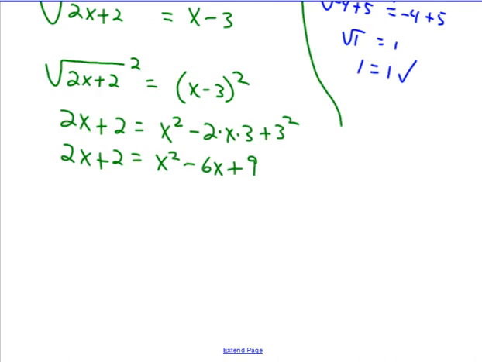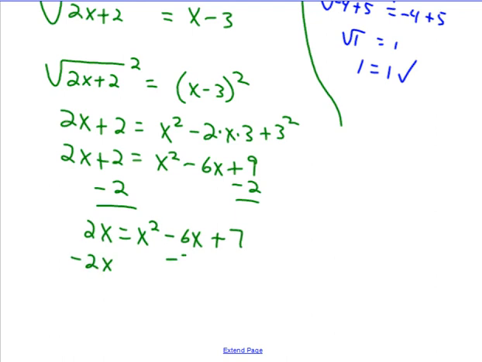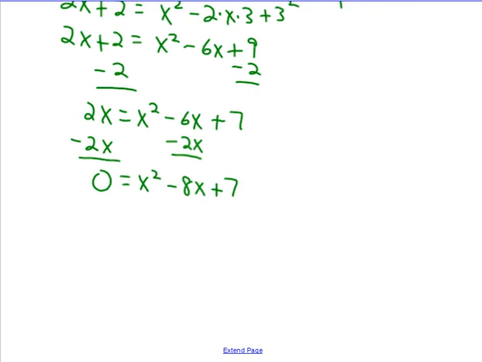Next step. Subtract 2. 2x equals x squared minus 6x plus 7. Subtract 2x. And I'll have 0 equals x squared minus 8x plus 7. Factors of positive 7 that sum to negative 8. Negative 1, negative 7. Right. Good. Okay, zero products property.